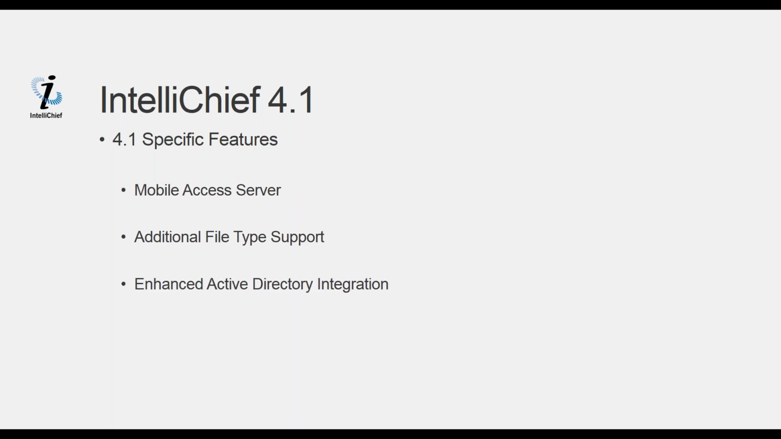So let's talk about the specific features in this release. There are really three that we're going to highlight and talk about today. The first will be support for a new mobile access server. I'm going to explain what that is in a second. We're going to talk about additional file type support in the IntelliChief viewer. And we're going to talk about enhanced Active Directory integration.